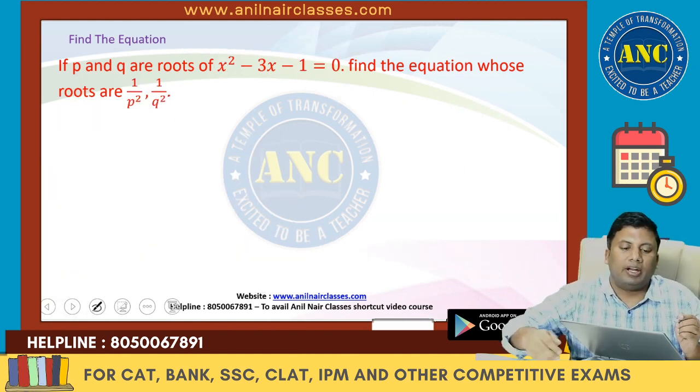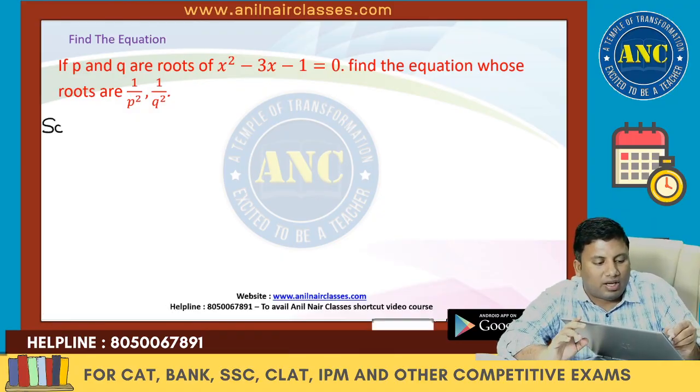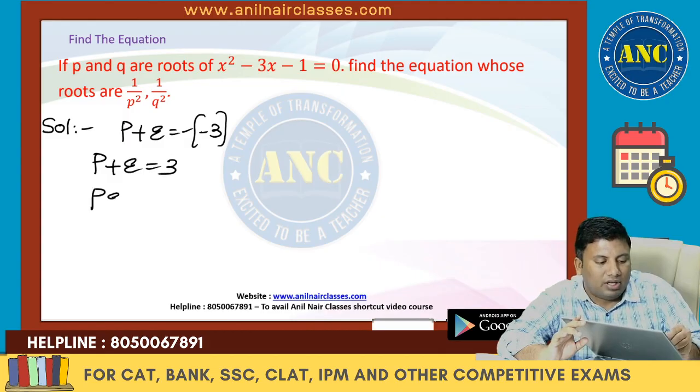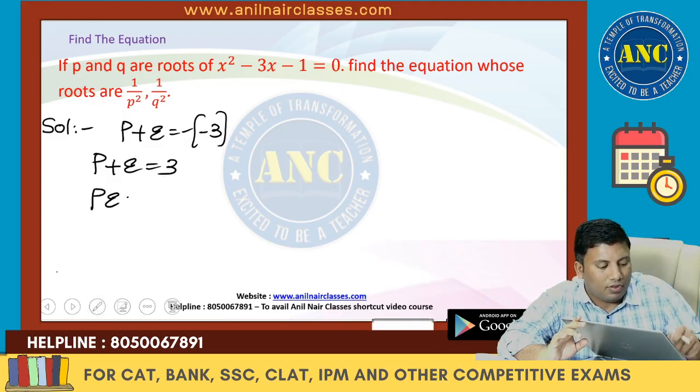If p and q are the roots of the equation, p plus q is nothing but minus of minus 3. So p plus q is nothing but 3. Product of the roots pq is nothing but minus 1.